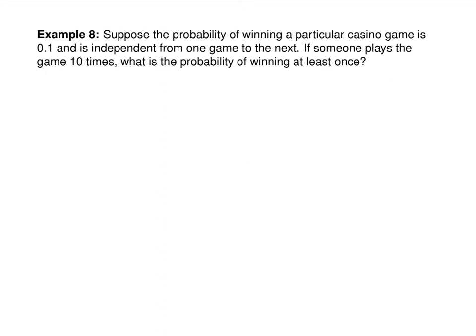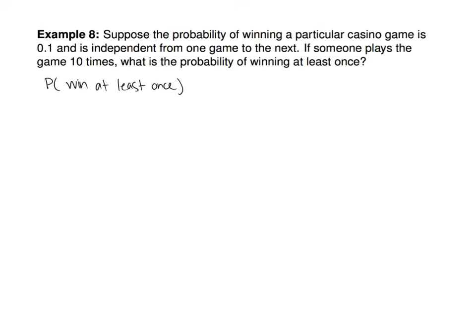So one of the most intuitive rules is the complement rule, but it turns out it's one of the trickiest ones to apply, and this is an example of that. Suppose that the probability of winning a particular casino game is 0.1 and is independent from one game to the next. If someone plays the game 10 times, what's the probability they're going to win at least once? So what are the chances you win at least once?